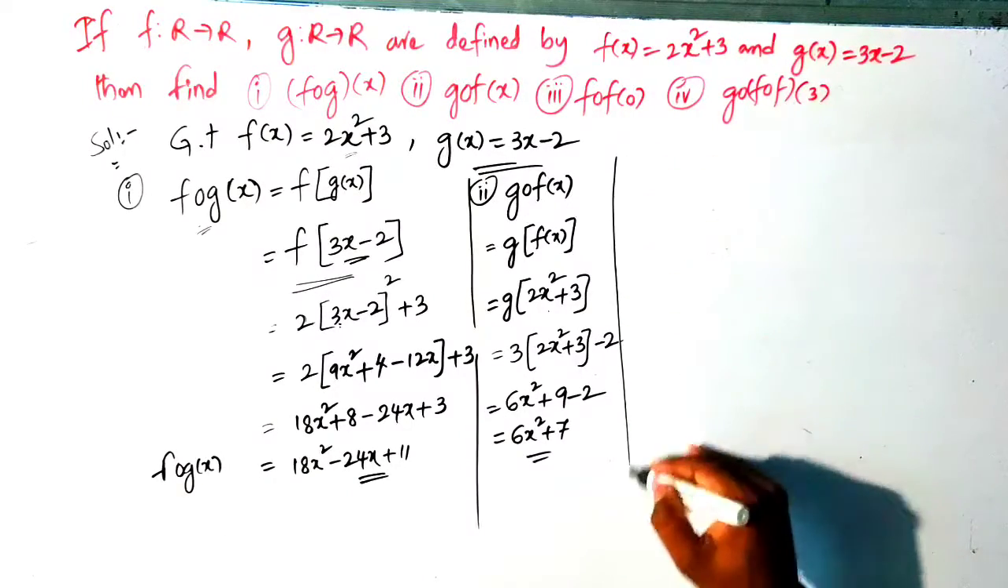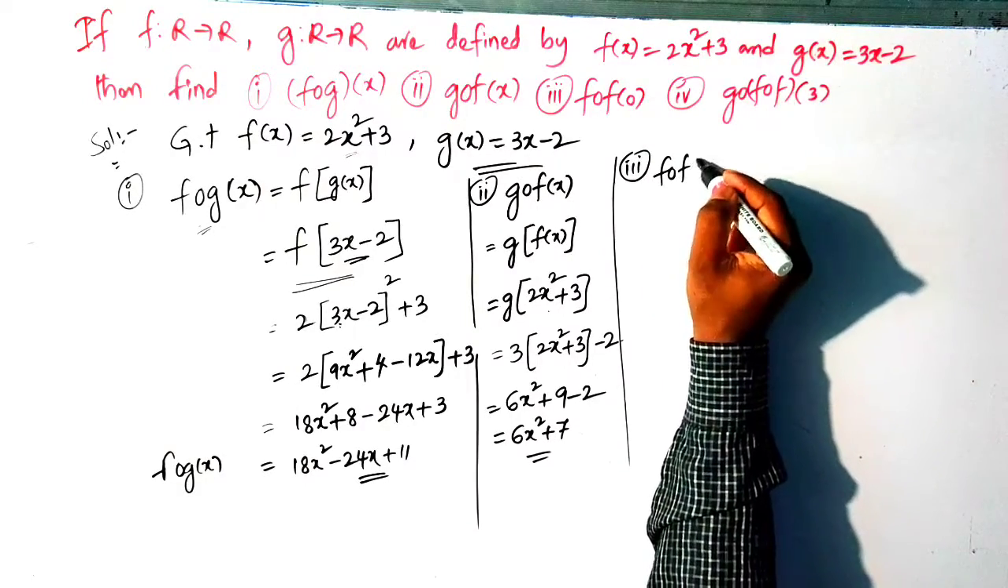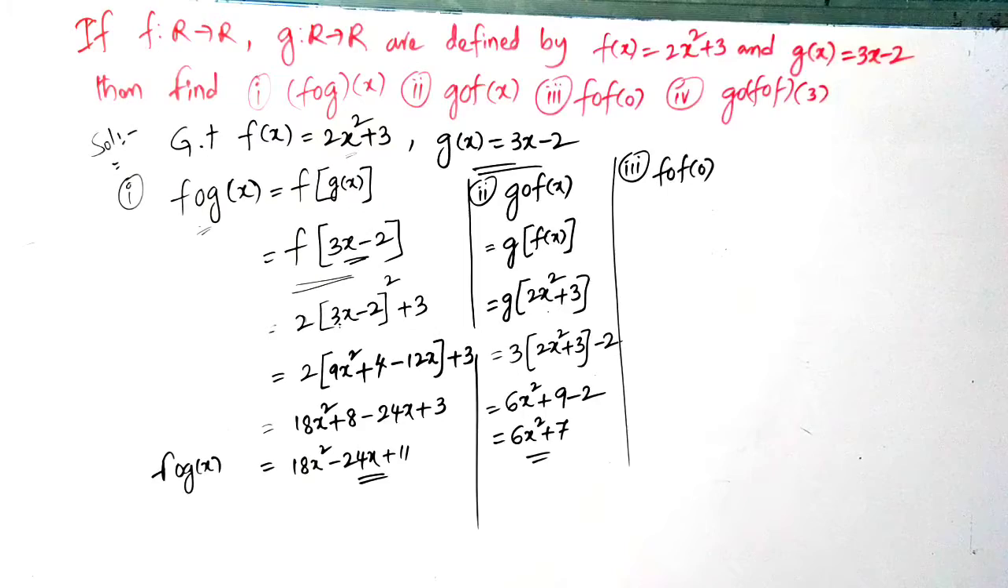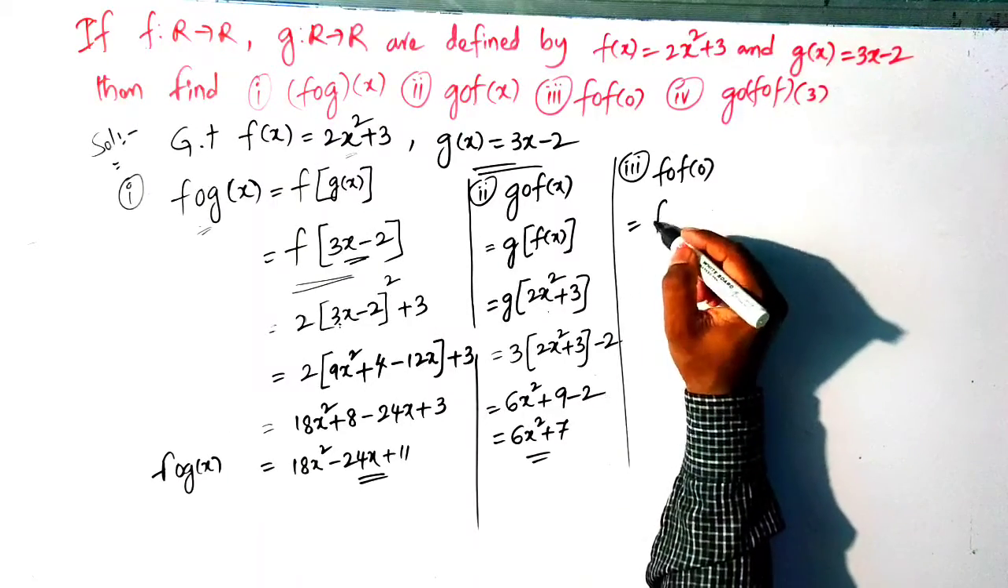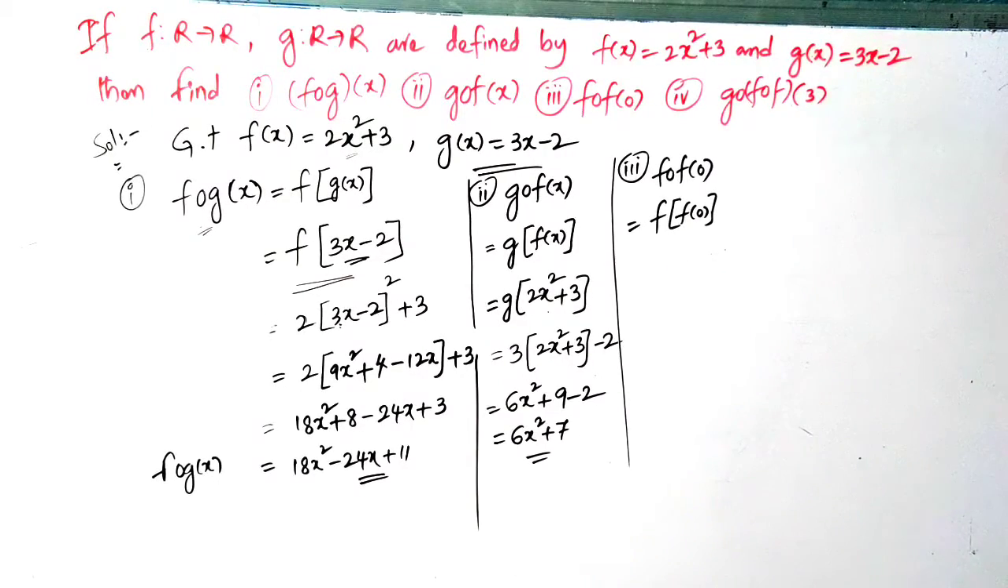Next, the third one. What is the third one? f circle f of 0. So this can also be written as f of f of 0.